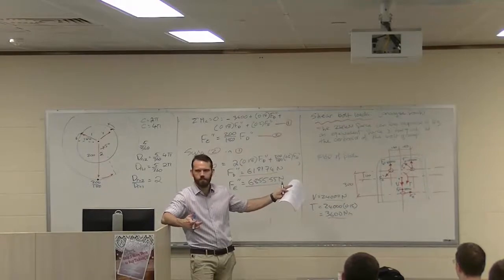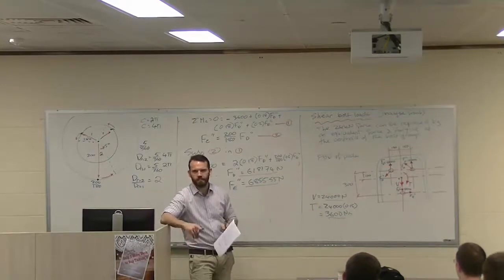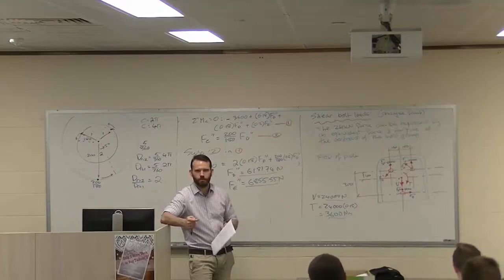Sub that into von Mises. Take 1 on area out the front of it. Rearrange for area and go to your bolt table. So tell me in the next lecture tomorrow what size bolt you want. And I'll put the solution online for you to check yourself.